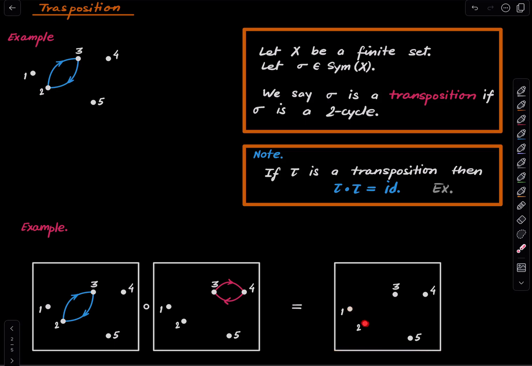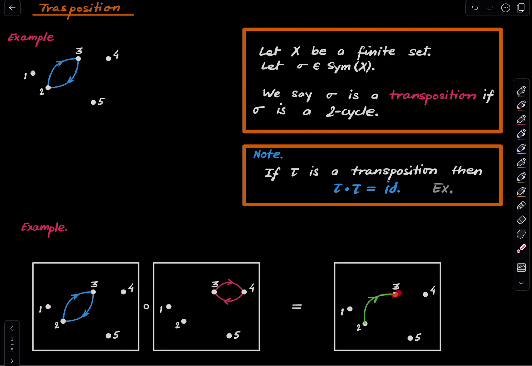What about 2? 2 is fixed by the first one, but 2 is moved by the second one. So if you feed 2 to the first, it will output 2 and send it to the second, but the second takes 2 and outputs 3. So under the composite, 2 moves to 3.